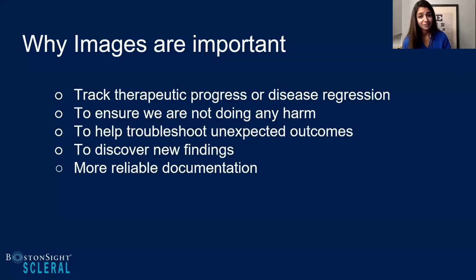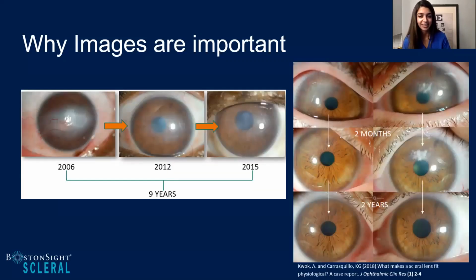So if we move on to this next slide, thanks to Dr. Kwok and Carrasquillo over at the Boston Foundation, this is a great example of why imaging and photography is so helpful. Both of these are examples of patients where baseline photos were done, and the patient was followed for years and was fit with the scleral lens device. And ironically, what they realized over the years, and we've learned as a community, is that scleral lenses can help not only therapeutically, but cause disease regression. And we have these beautiful images to show how corneal scars and vascularizations have completely regressed.